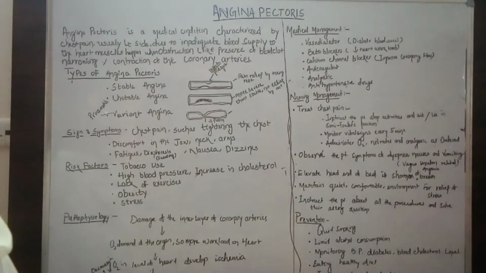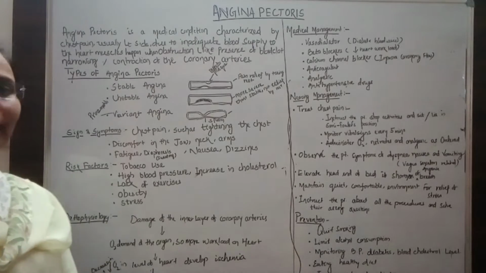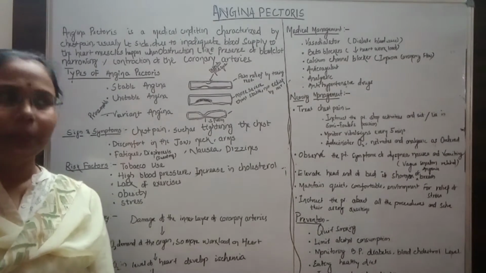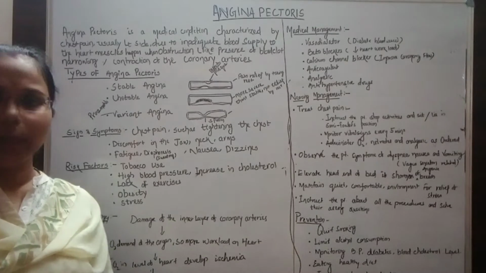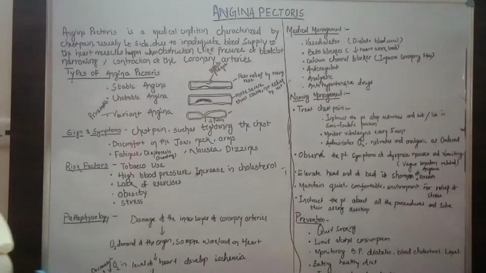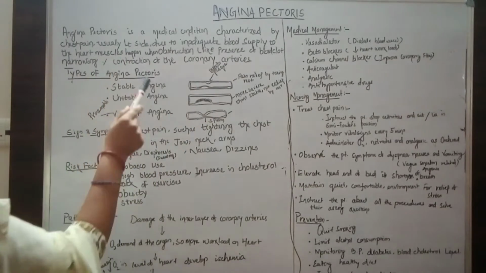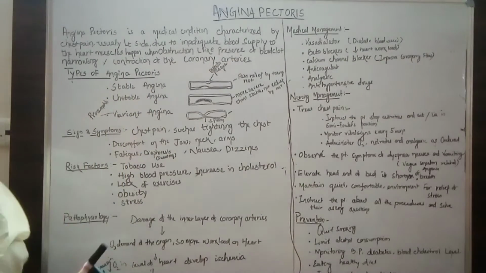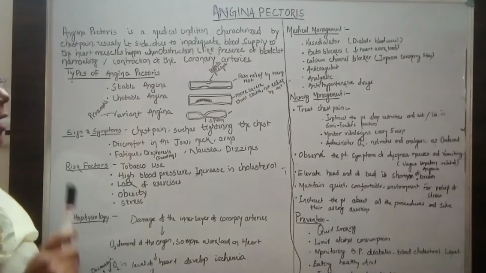First, the definition of Angina Pectoris. Angina Pectoris is a medical condition characterized by chest pain. It is the common symptom that is seen, but here there is a squeezing, severe chest pain, usually on the left side, due to the inadequate blood supply to the heart muscles.